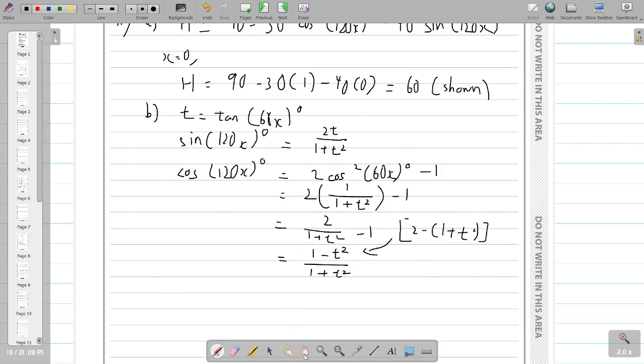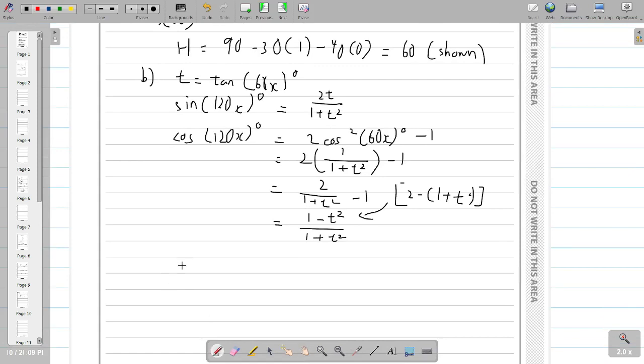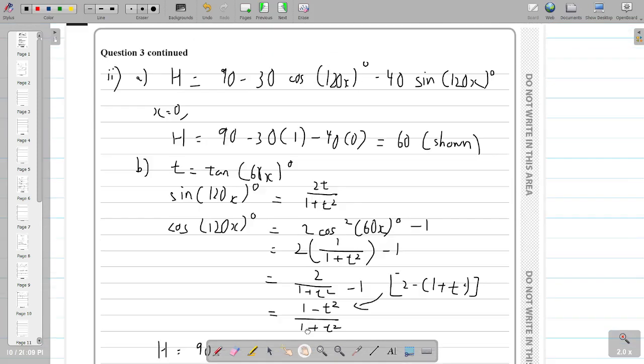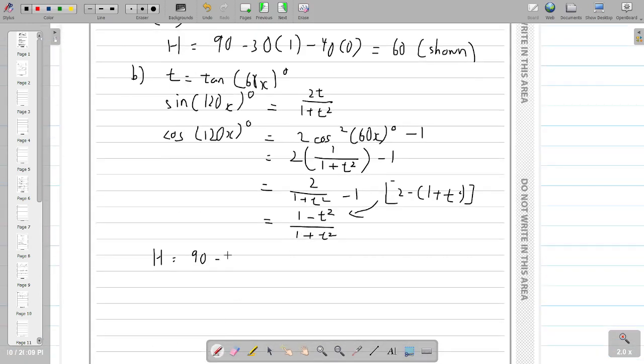So let's replace h with all of them. So h is equal to 90 minus 30 times 1 minus t squared over 1 plus t squared, minus 40 times the other one.